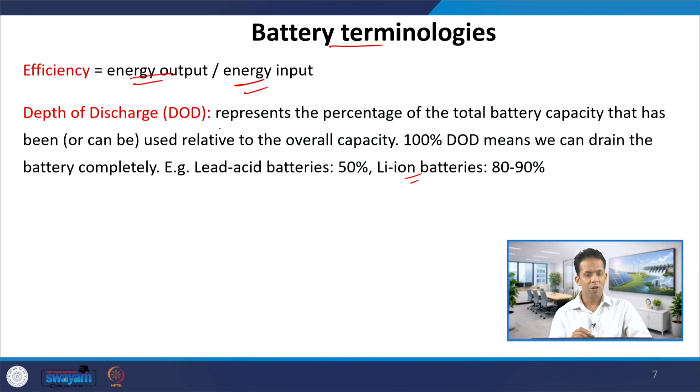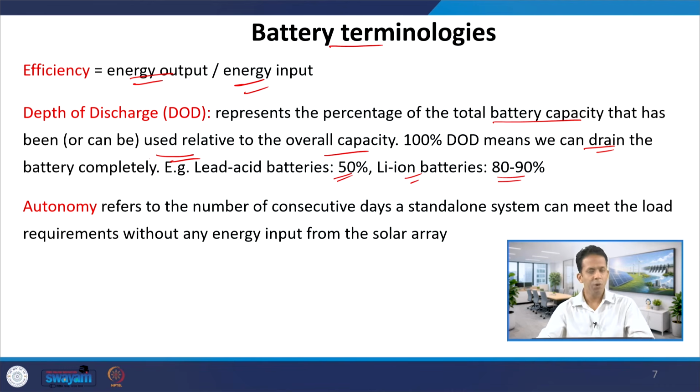So depth of discharge represents the percentage of total battery capacity that has been or can be used relative to overall capacity. So 100% DOD means we can drain the battery completely, and if it is 50% DOD, we can drain the battery to only 50% of its capacity. For lithium ion batteries, the number is high, it is 80 to 90%.